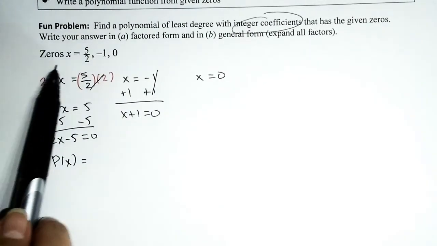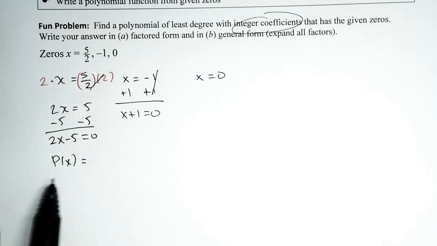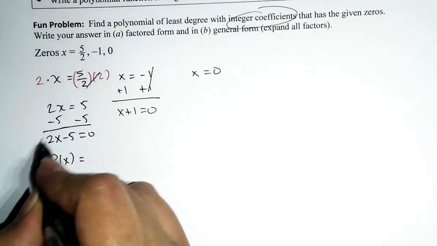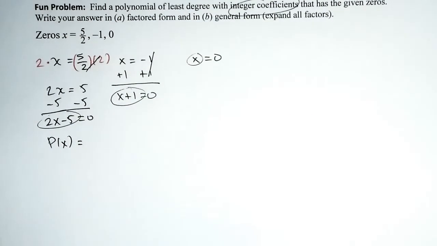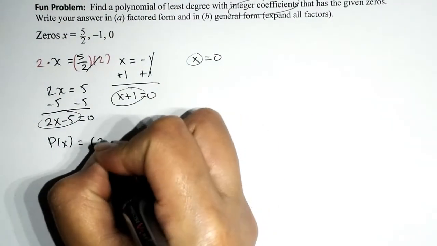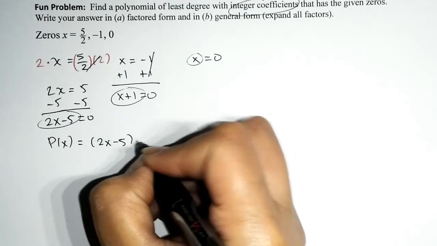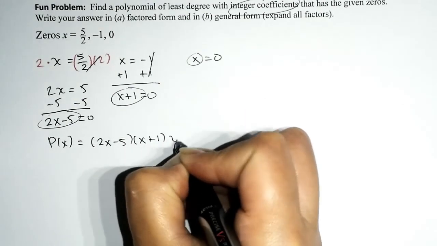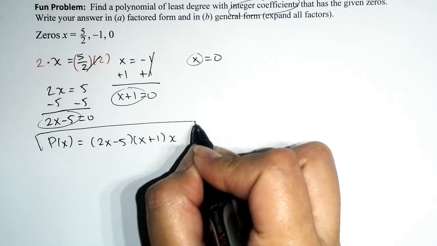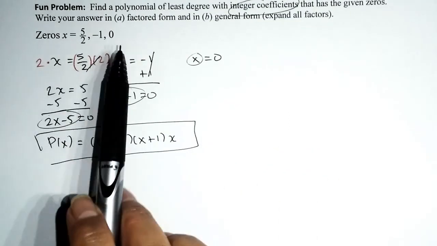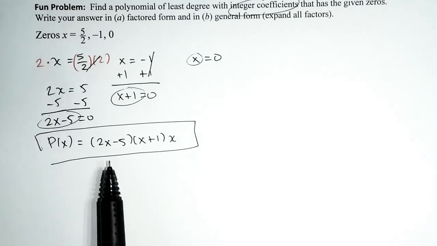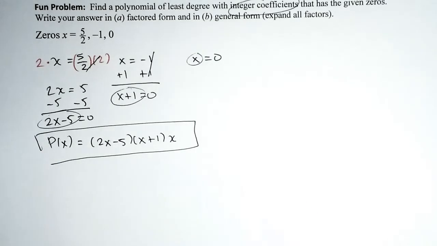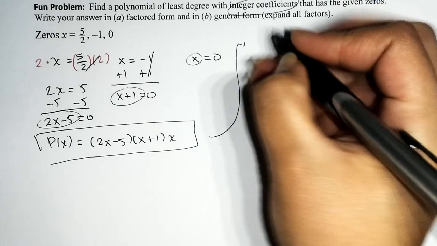So if these were the zeros, what is the polynomial that they came from? The polynomial that they came from is going to come from the product of these expressions. So it's going to come from the product of 2x minus 5, x plus 1, and x. So that'll be the answer to A. Okay, write the polynomial, leave it in factored form, and then write it in general form. So that's when we multiply.